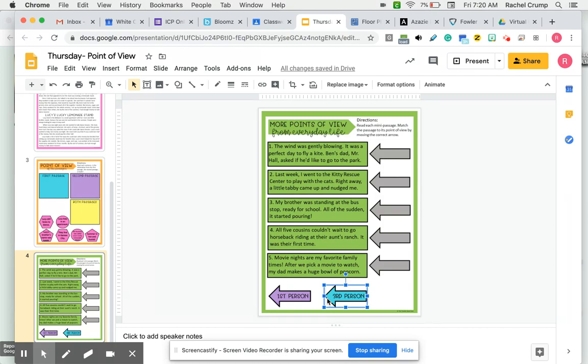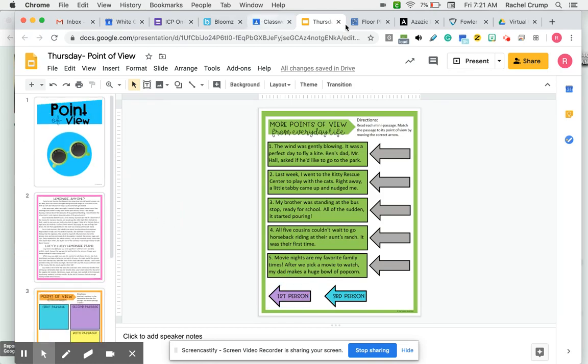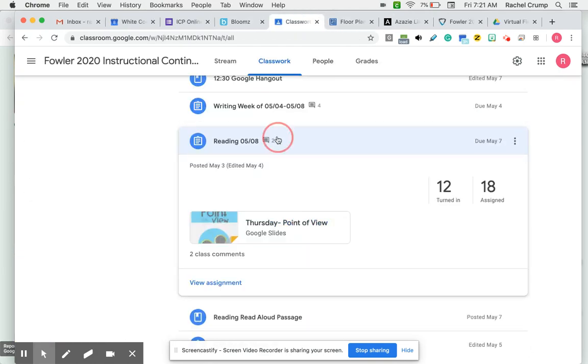They told somebody else's story. So if it's first person, you're going to move the little arrow, and if it's third person, move the little arrow. Don't worry about it fitting perfectly. Just make sure it's pointing at the passage. And that's all you have for today other than the writing.